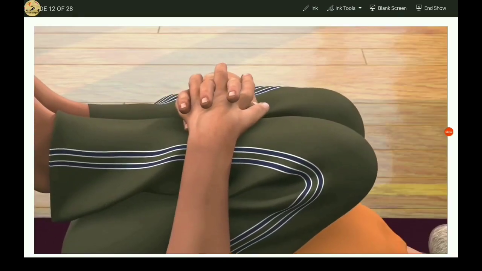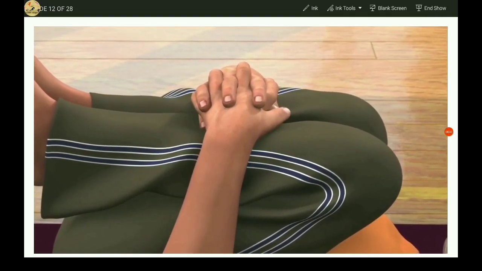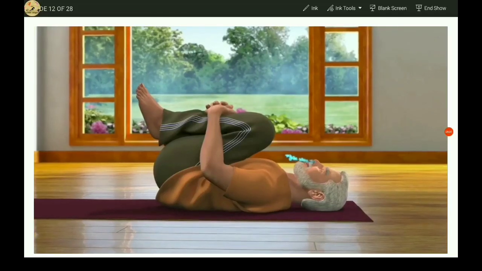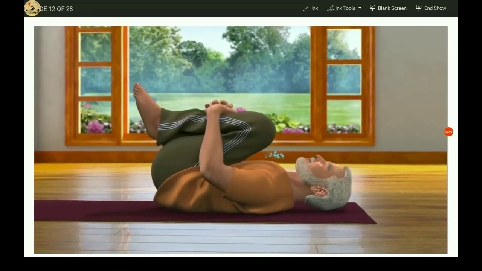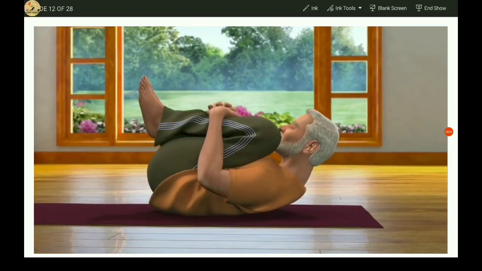Interlock the fingers of both your hands together. Take a deep breath and hold them below your knees, near your shins. Press it. Now while breathing out, exhale, then lift your head and shoulders till your chin is touching your knees.